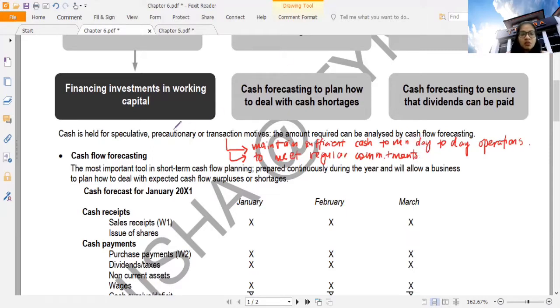The next one, precautionary motive. What does it mean by holding cash for precautionary motive? It means that you need to ensure your company holds sufficient cash for contingency purposes. So you need to keep or maintain sufficient cash for contingency purposes.